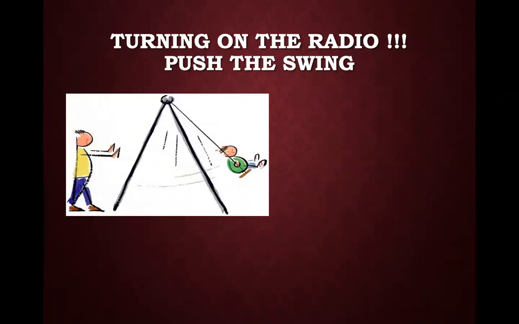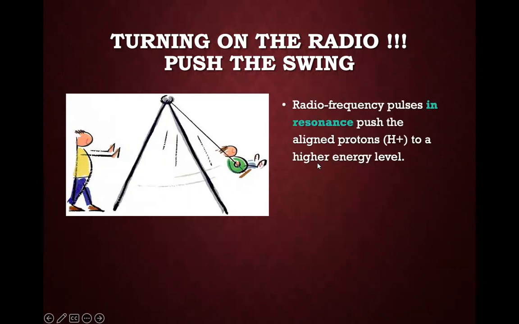Now, when we have a child playing on a swing, if we push the child when the swing is here, the swing might go all the way up to here. If we push the child when the swing is here, the arc generated will be even more. Now, this push is called a radio frequency pulse, which pushes the aligned hydrogen atoms to a higher energy. You are basically giving the hydrogen atoms in the body a higher energy.